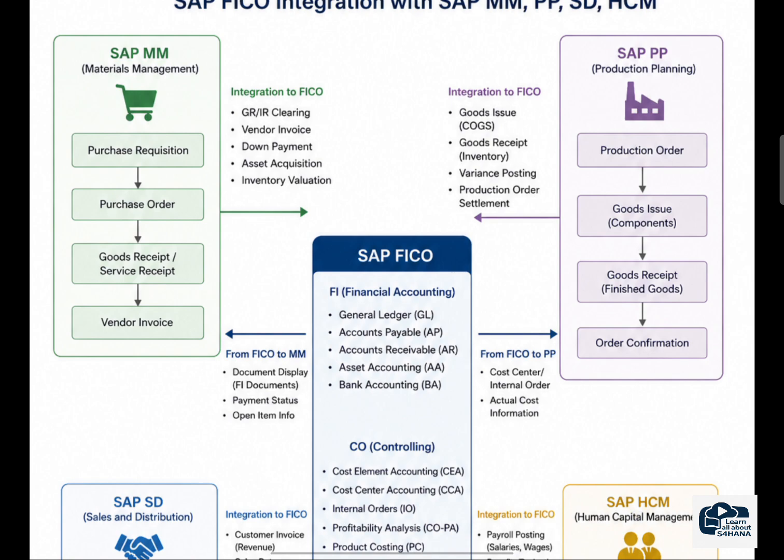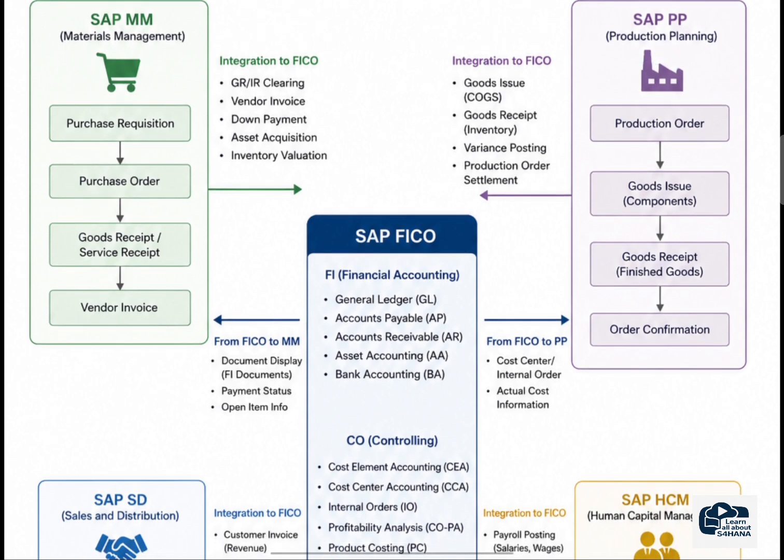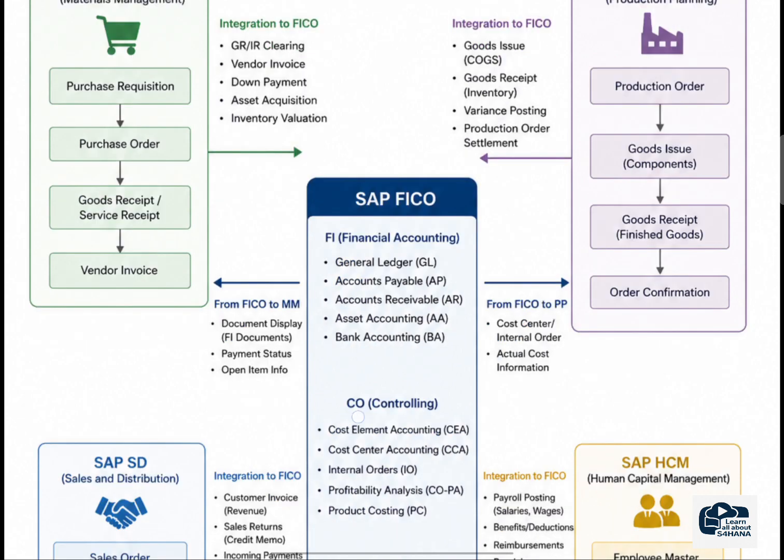Next we'll see how SAP production planning is integrated with SAP FICO. For that I will start with a real-time example: a company manufactures motorcycles. The production order is created first. The production planner creates a production order for 100 motorcycles. Here the cost estimation begins in CO, that is, in SAP FICO, the controlling part.